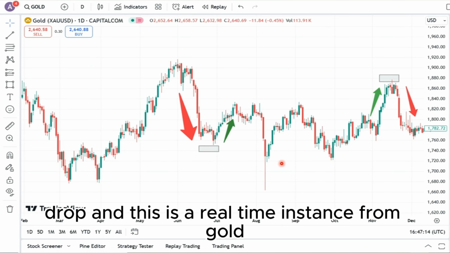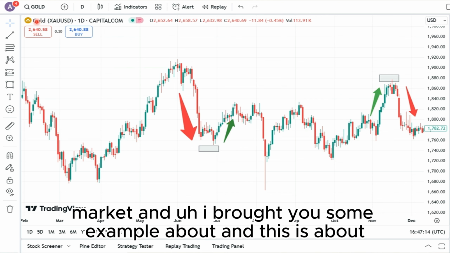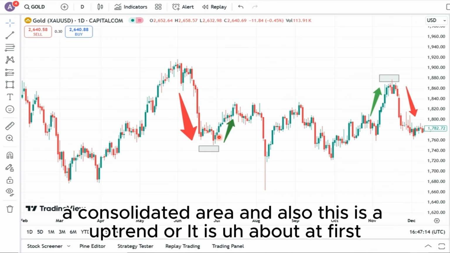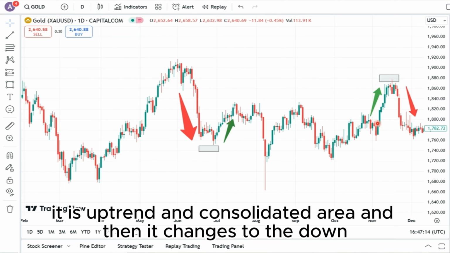And this is a real-time instance from the gold market, and I brought you some examples. This is about drop-based rally. As you can see, this is a downtrend, this is a consolidated area, and this is an uptrend. Or, at first it is an uptrend and a consolidated area, and then it changes to the downtrend.